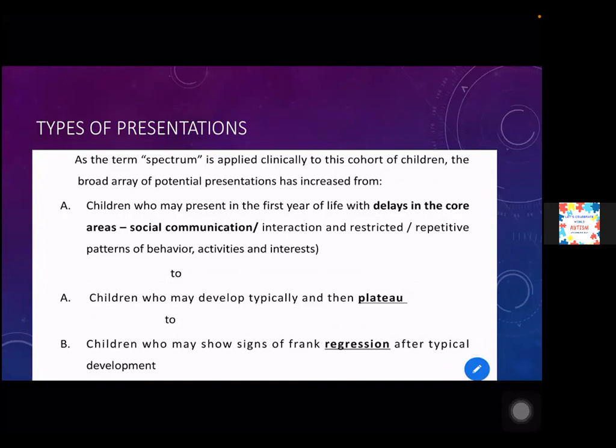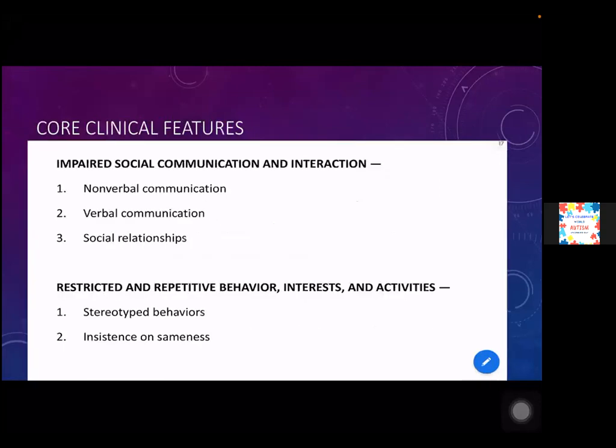Two, the second group may be the children who develop typically, maybe they achieve all the milestones till 2 years or 3 years, and then they have a plateau. They do not acquire further milestones. And the third category is the children who may show signs of frank regression after typical development. The child has milestones till 3 or 4 years of age, and all of a sudden starts losing the milestones the child has already achieved. So these are the three different types of presentations which we see in children with autism.